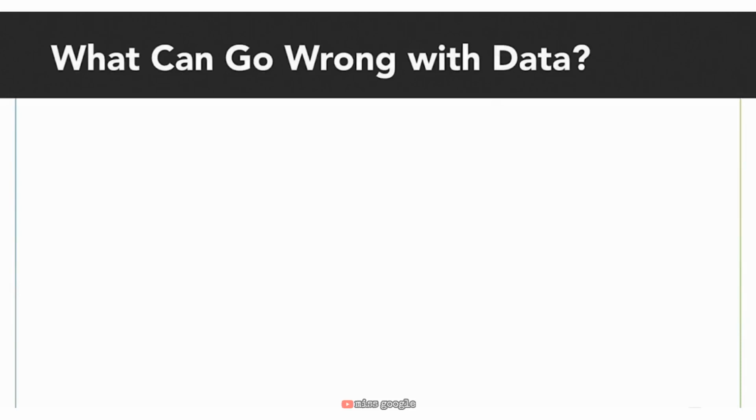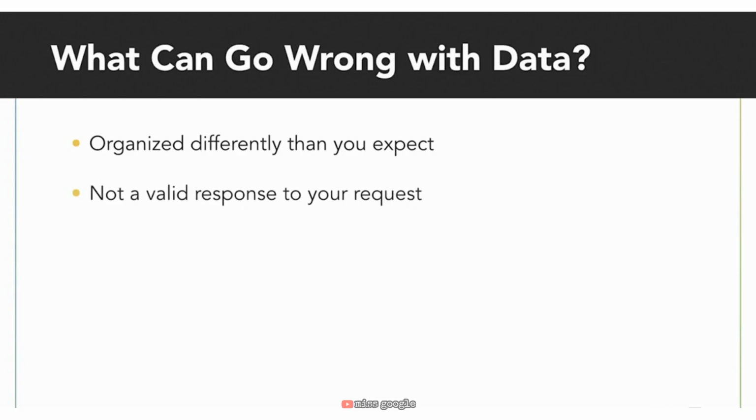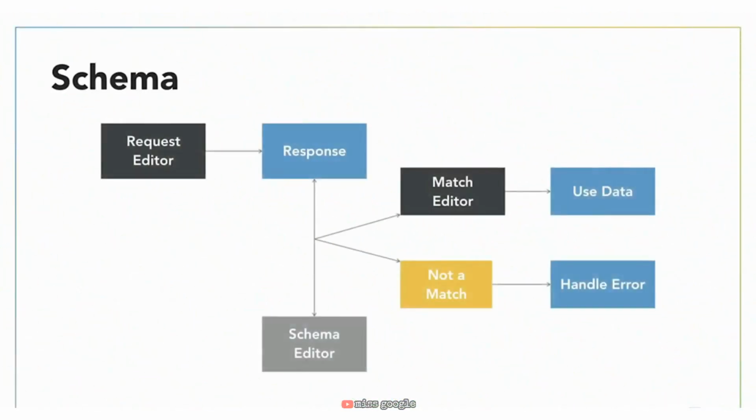What happens when you make a request for JSON data and the data you receive is different than what you expect? What if the JSON is organized differently than your code expects, or it's simply not a valid response to your request? To identify and deal with situations like these, you can use a schema. A schema is essentially a blueprint for what data should look like. You can create a schema for the data you expect to receive, and then provide that schema to the code that handles the data. Your code can compare the schema to the data and verify either that the data is the type you expected, or that there's a problem that needs handling.